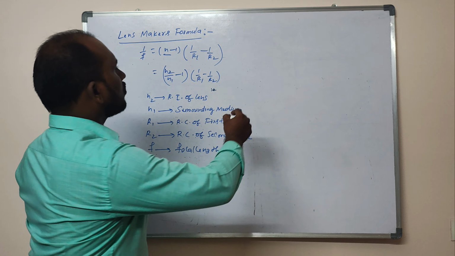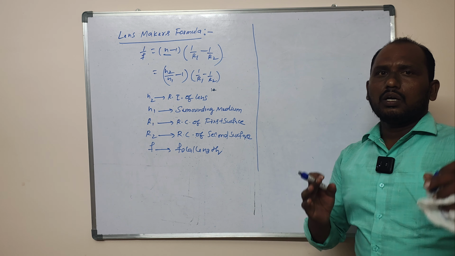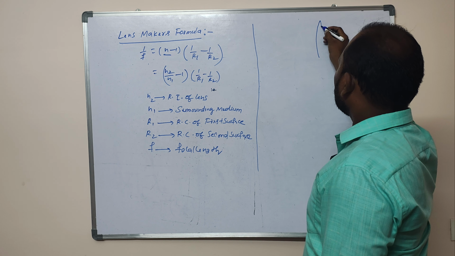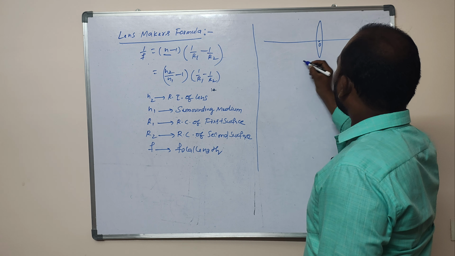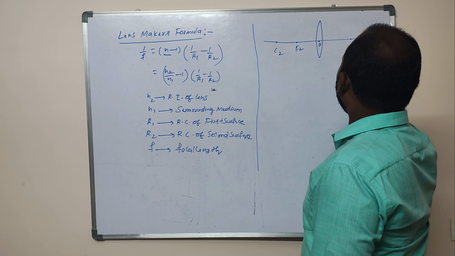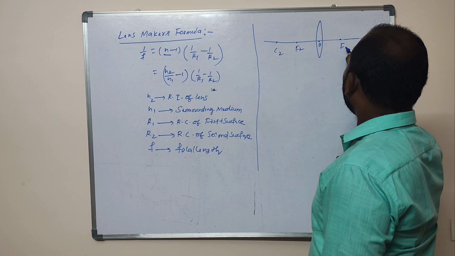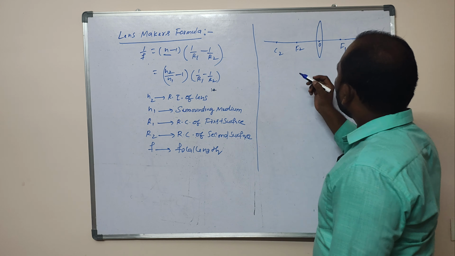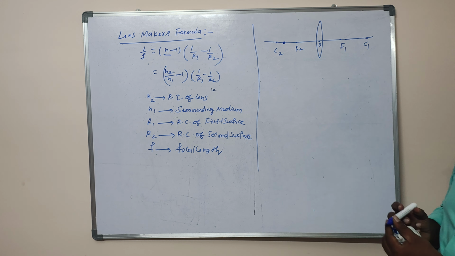So this is the description of the lens maker's formula. Now I want to prove this formula. For that I have to take a lens. So this is the lens. This is the optical center O. This is F2, this is C2, this is C1, and this is F1. Clear guys? Now I take a point size object here.